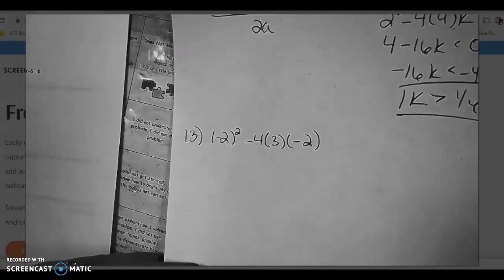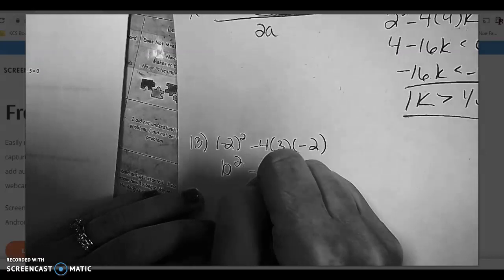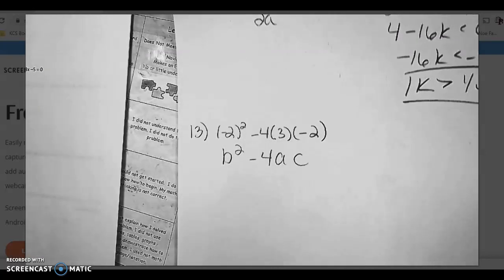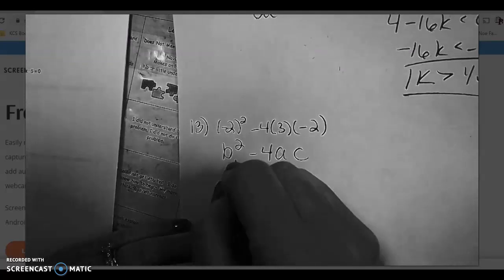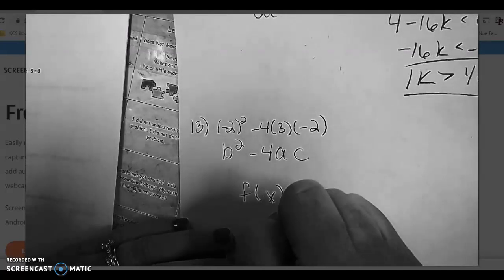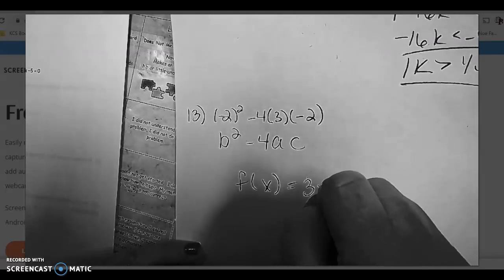Very similar to in 13. 13 says this is the discriminant. Give a quadratic. So if this is the discriminant, what would be one quadratic you can have here? Well, a would be 3.